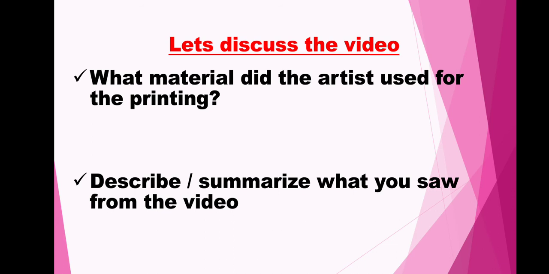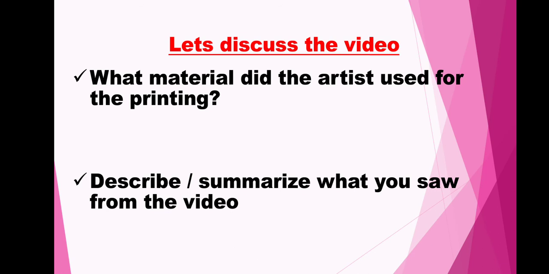Let's now discuss the video. Question number 1. What material did the artist use for the printing? So going back to the video, the artist used potato, shaping the potato to obtain a design and later using it to do the printing.